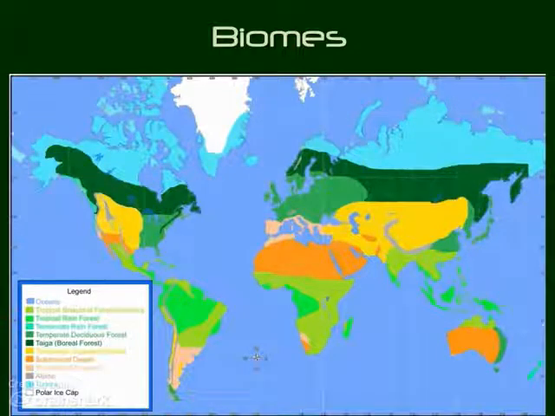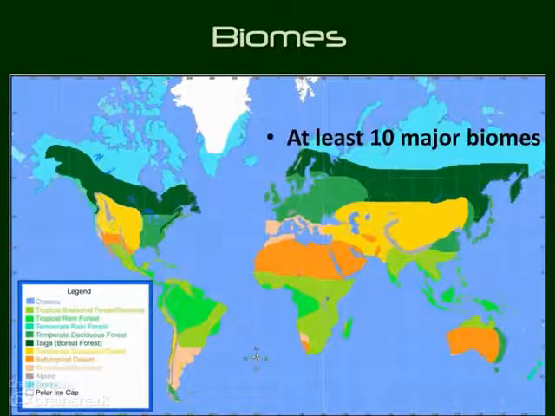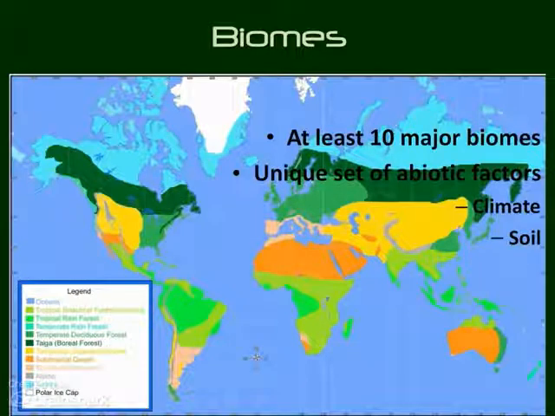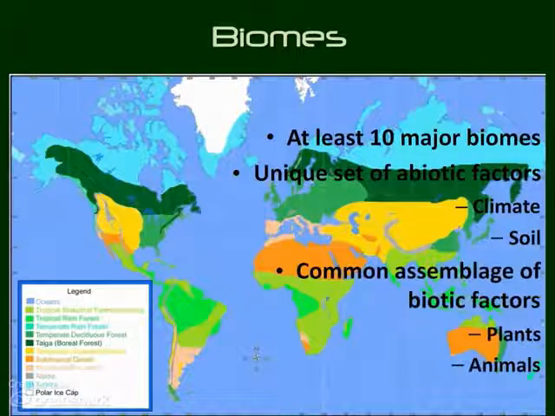Most biologists would agree that there are 10 major biomes in the world, or types of biomes. Each biome, though, is defined by a unique set of abiotic factors, especially soil and climate. Each also has a common assemblage of biotic factors, plants and animals specifically. Variations occur because of microclimates or unique landforms like rock outcroppings or cliffs, things like that.